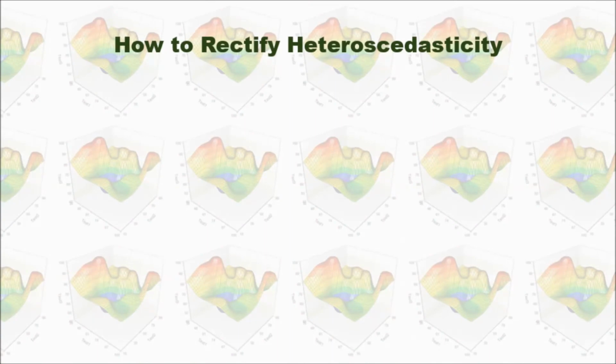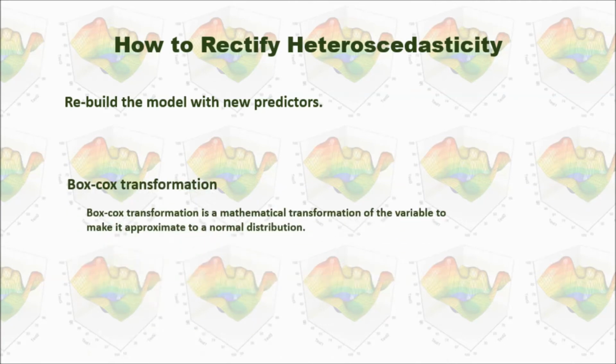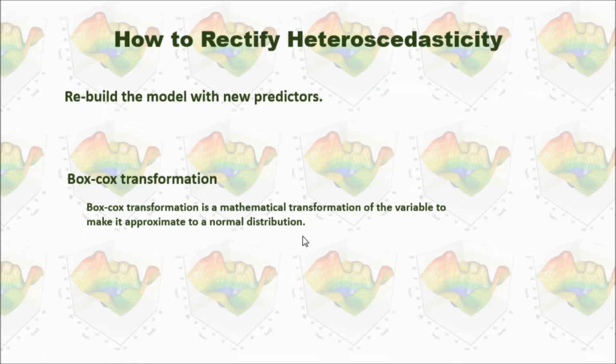Then how can we rectify heteroskedasticity? We can rebuild the model with new predictors, or we can use the Box-Cox transformation. That means we can use the Box-Cox transformation to transform the variable to make it approximate a normal distribution.